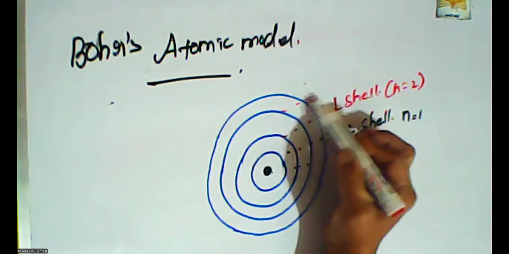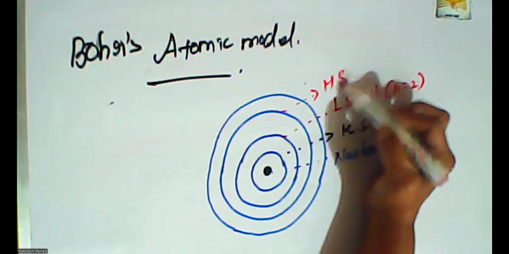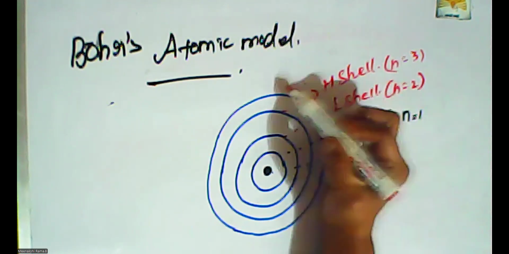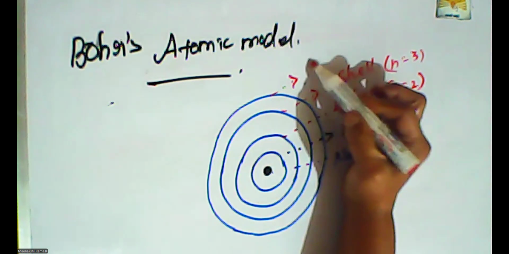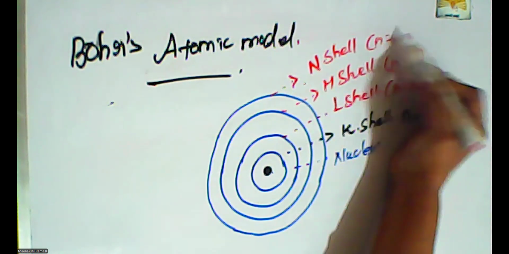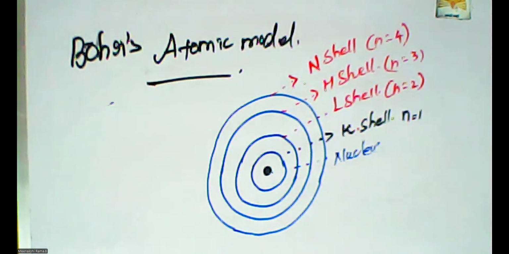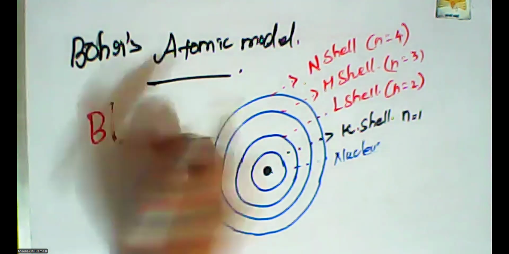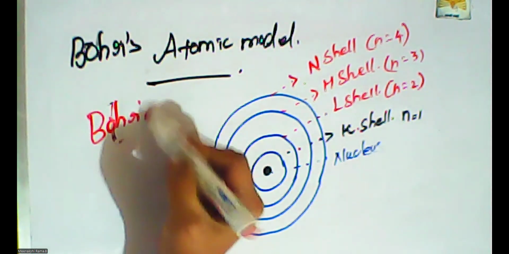And this is the third round, that is the M shell. The energy level is 3. And this is the fourth one, that is the N shell. The energy level is 4. So this is the model of Bohr's atomic model, the energy levels around the nucleus in an atom. This is called the Bohr atomic model.